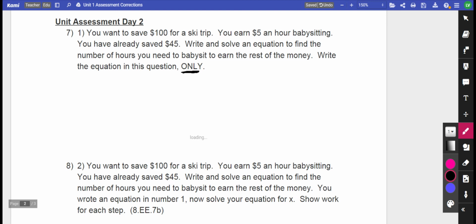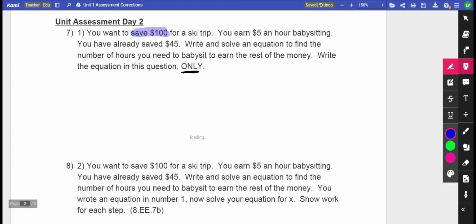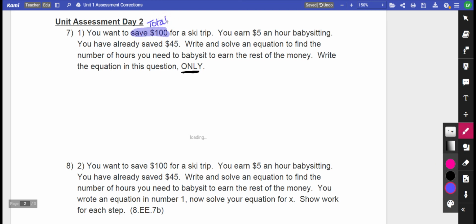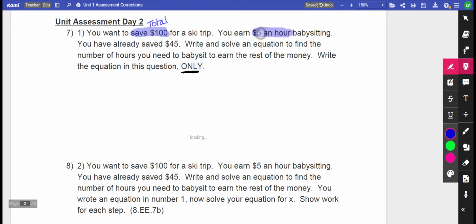So I'm going to start by finding some key information. First sentence, you want to save $100 for a ski trip. So I want to save $100. That means that's going to be my total. So I'm going to add in my notes, this is going to be my total. You earn $5 an hour babysitting. You have already saved $45. So you already saved $45.